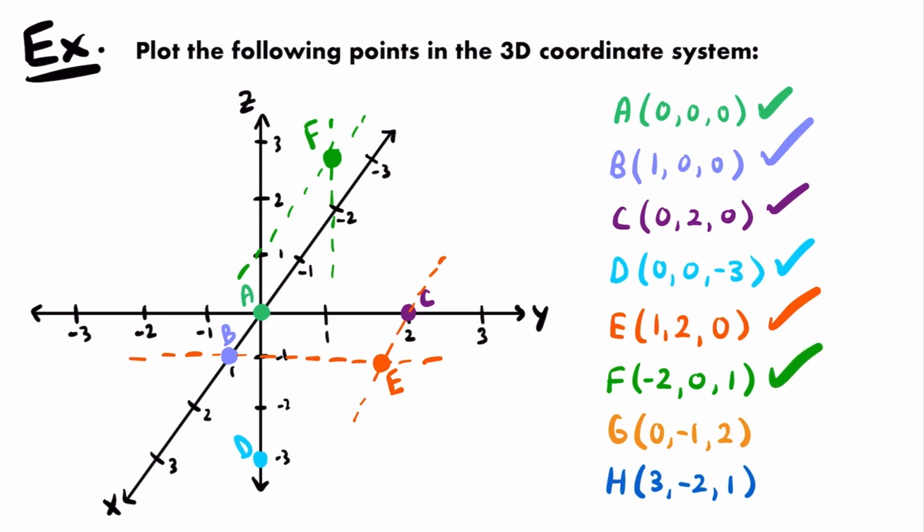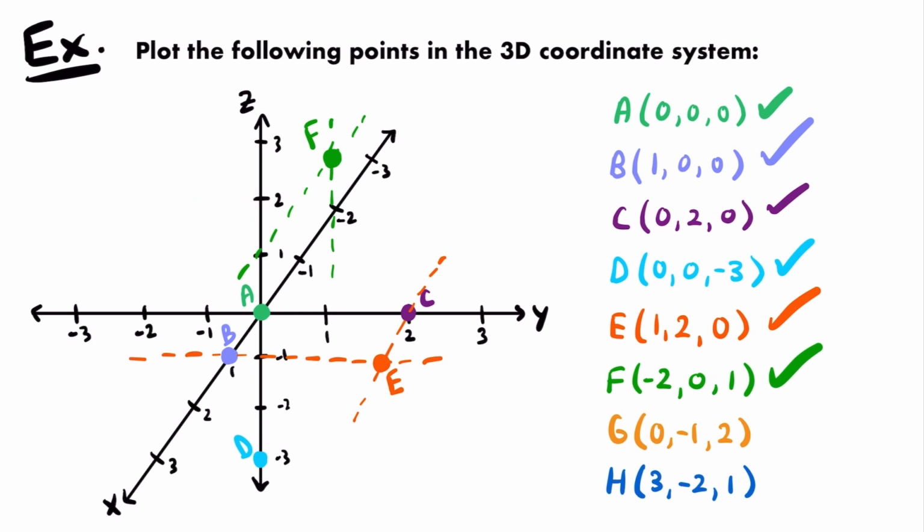All right, we have one more example of a point like that with point G. This time we have an x-coordinate of 0, but then we have a y-coordinate of negative 1 and a z-coordinate of positive 2. In this case, since the x-coordinate is 0, we're not going to be moving in the x direction. We're going to be within the y-z plane. And so we're going to move -1 in the y direction and +2 in the z direction. So if we go to our origin here, -1 in the y direction takes us here, and then +2 in the z direction takes us here.